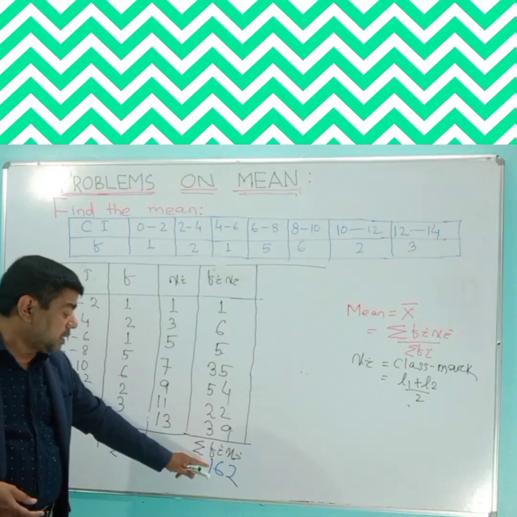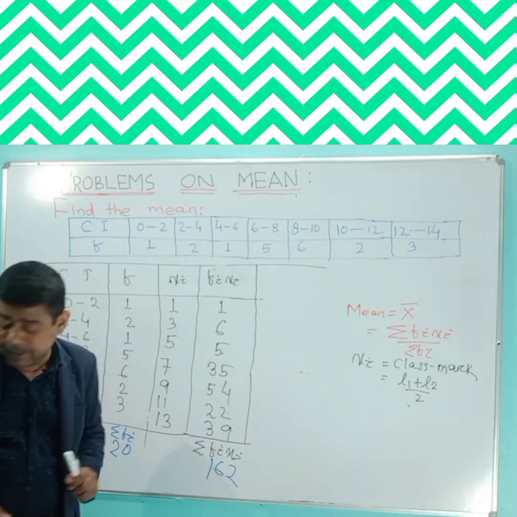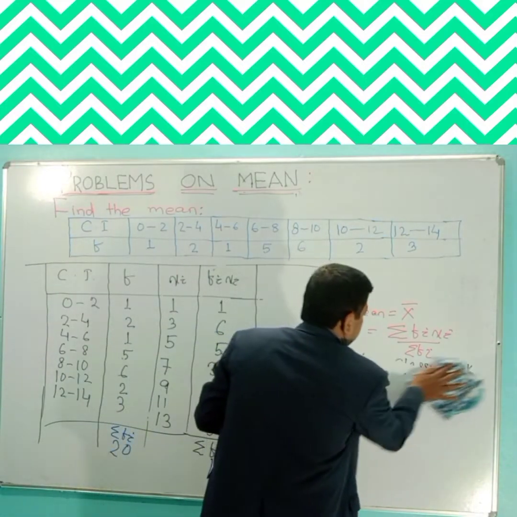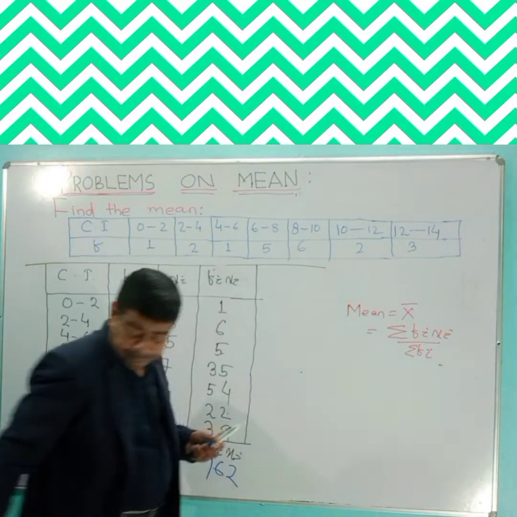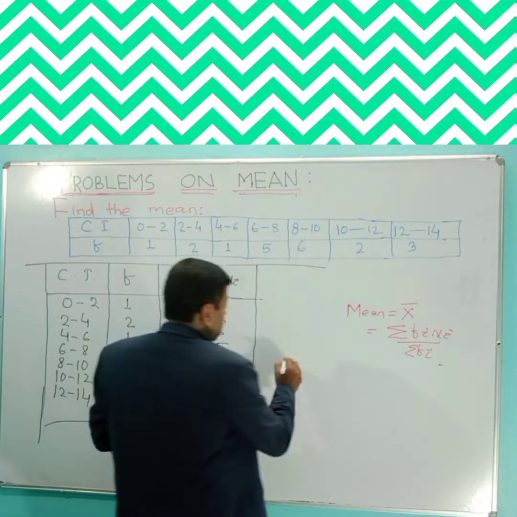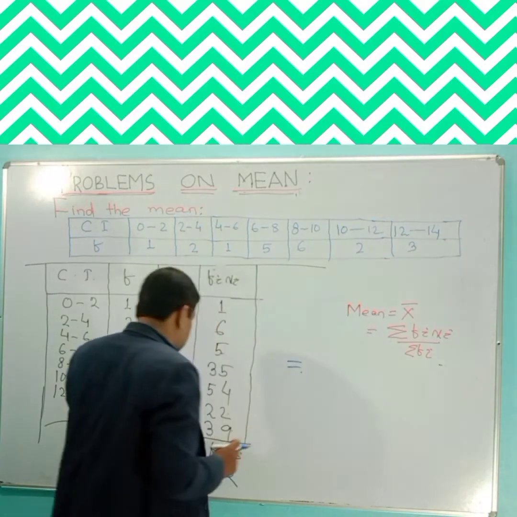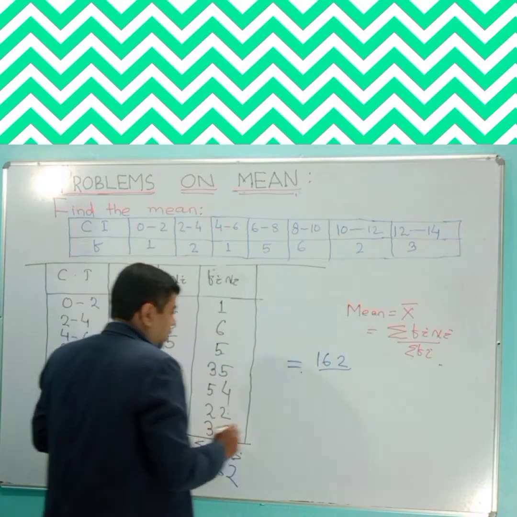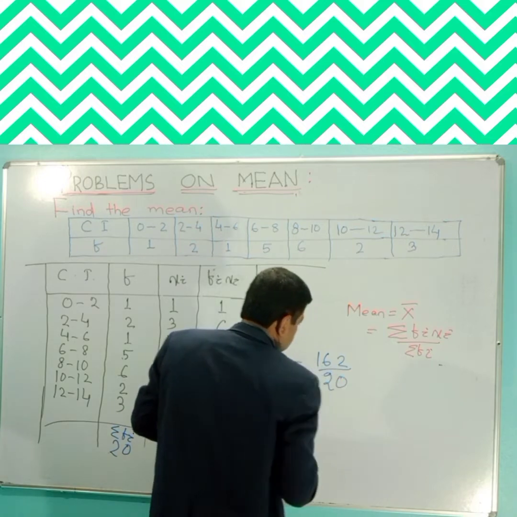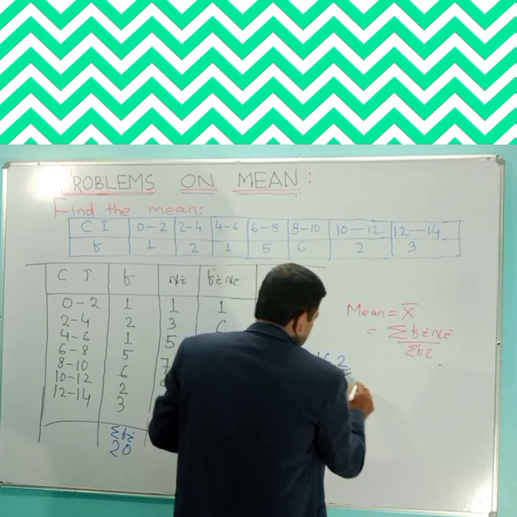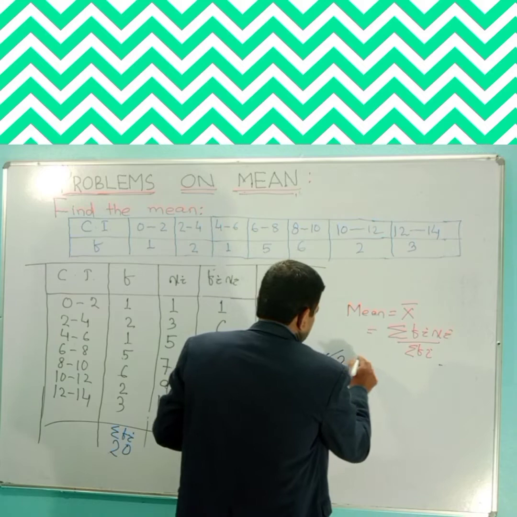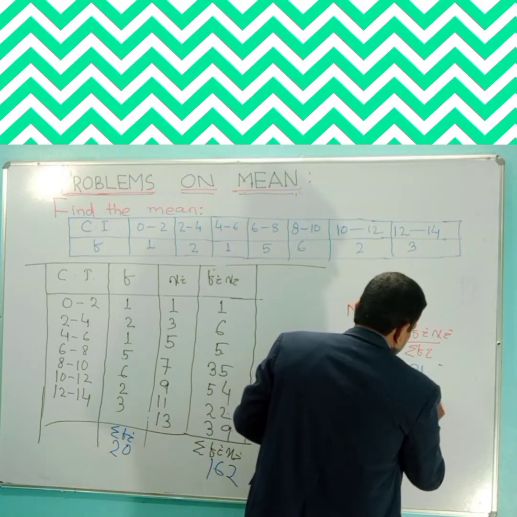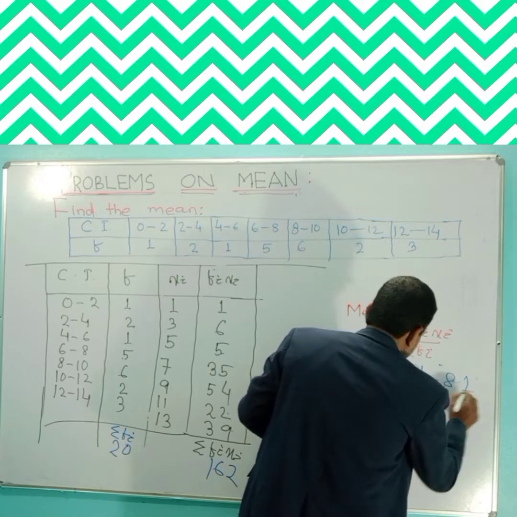So after that, you can find out the mean. Summation of FiXi is 162 and sum of Fi is 20. Okay, let us see the mean value. The summation of FiXi, 162, divided by the sum of Fi, 20. We cancel here: 2 1s are 2, 2 8s are 16. So this is 81 by 10, which is 8.1, and this is the mean value.